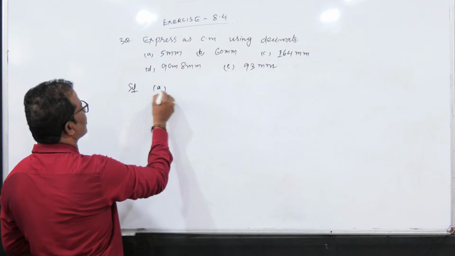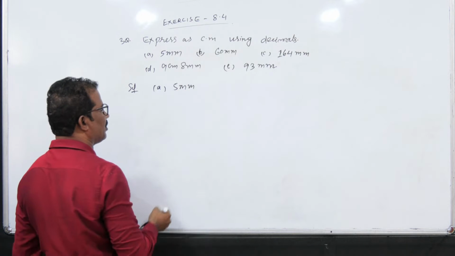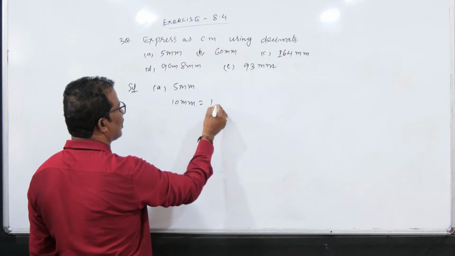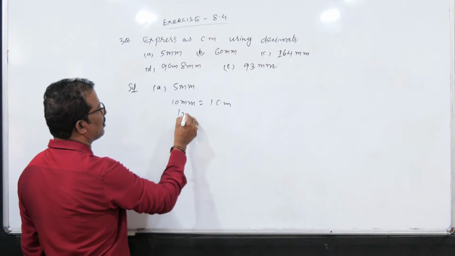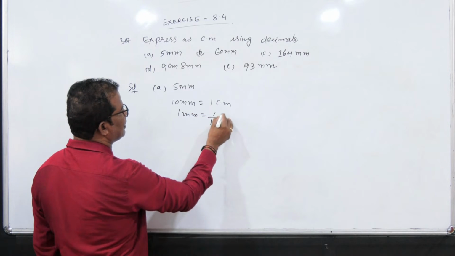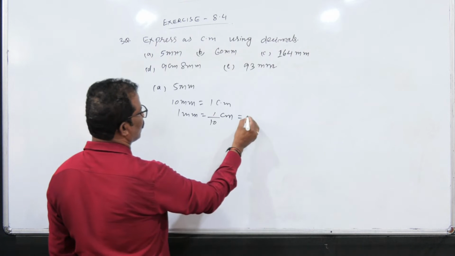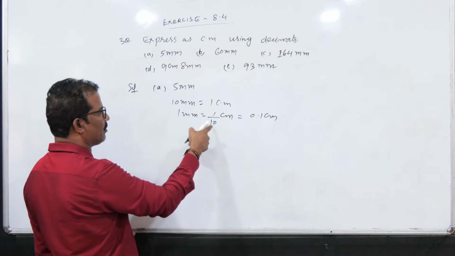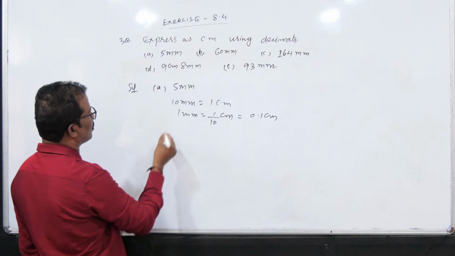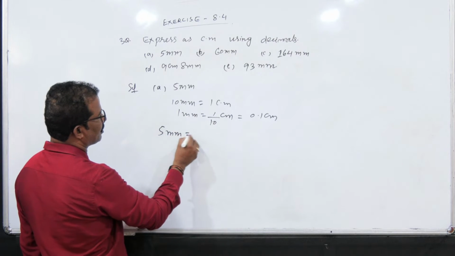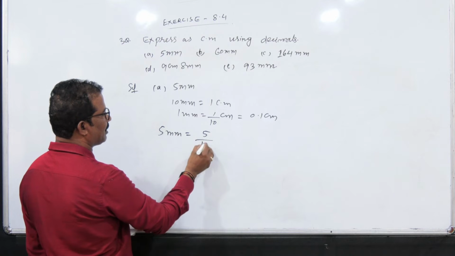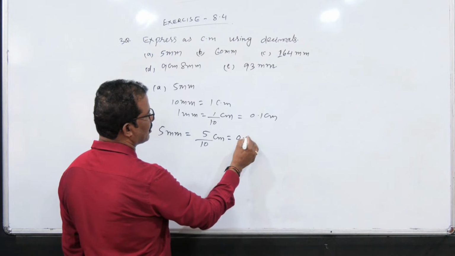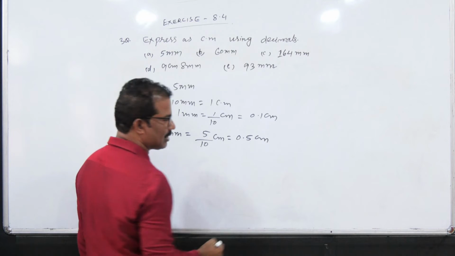So in the first question, that is 5 millimeter. So we know that 10 millimeters are equal to 1 centimeter, and 1 millimeter is equal to 1 by 10 centimeter. That is equal to again 0.1 centimeter. So to convert millimeter into centimeter, we have to divide by 10. So the question, that is 5 millimeter, is equal to 5 by 10. Now it is centimeter only. So if you divide 5 by 10, we will get how much? 0.5 centimeter. Understand all of you?